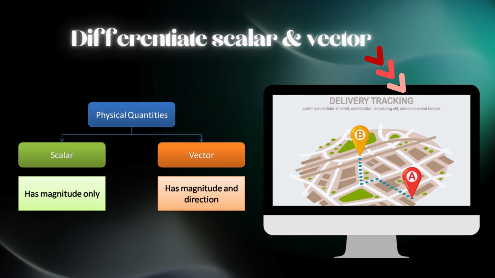Imagine you are delivering a parcel. The destination matters, right? That's how direction matters in vectors. Vectors are represented by arrows. The line shows the magnitude and the arrow points to the direction.